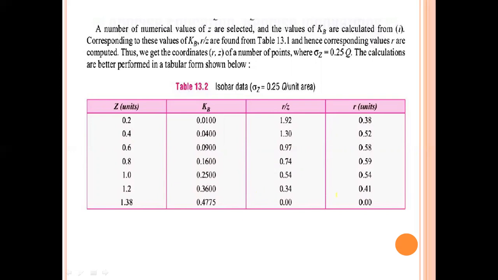Isobar data is sigma z equal 0.25 q per unit area. This is the isobar data. Z values are 0.2, 0.4, 0.6, up to 1.38, and the Kb value is 0.010 for the 0.2 value, and similarly the r by z value is 0.2 for z value 1.92, and a smaller value is 0.38, and similarly for z value 1.38, the Kb value is 0.4775, and r by z value is 0 and r value is 0.